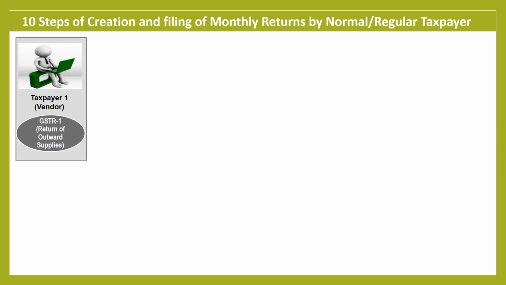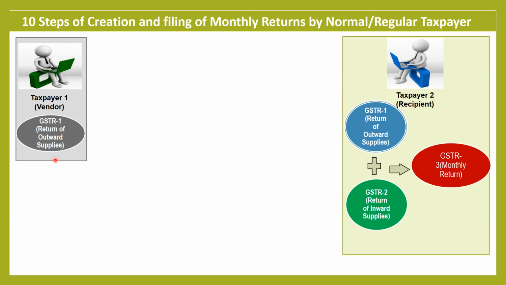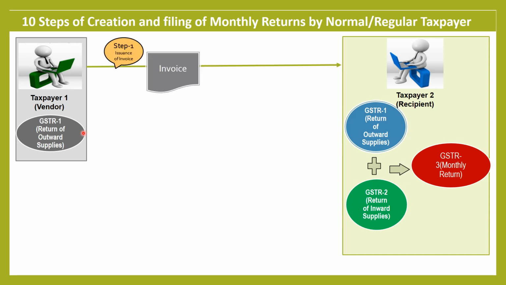Now, before starting the steps, I'll tell you that there is a taxpayer 1 who is a vendor. Taxpayer 1 in the capacity of vendor will have to file his GSTR1, that is the return of outward supplies. And there is a taxpayer 2 who has to file again the GSTR1 and his GSTR2 in the capacity of recipient, and also needs to file the GSTR3. Similarly, this taxpayer 1 will also have to file all these 3 returns, but for the ease or the purpose of explanation, we have kept that for the purpose of flow, this taxpayer 1 will issue an invoice to the taxpayer 2. That is the first step.